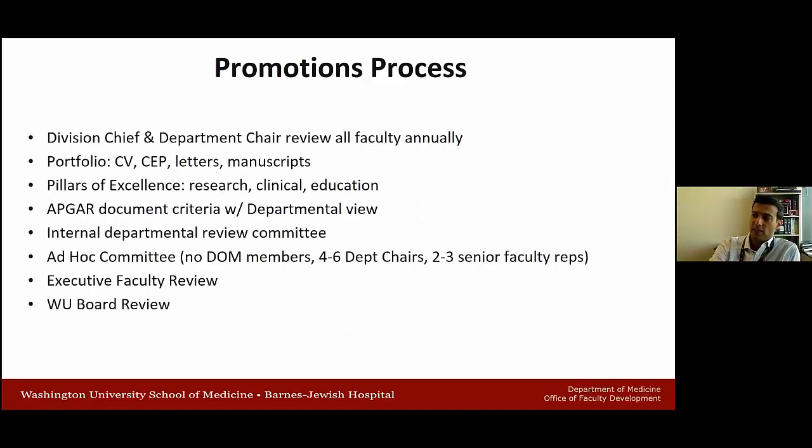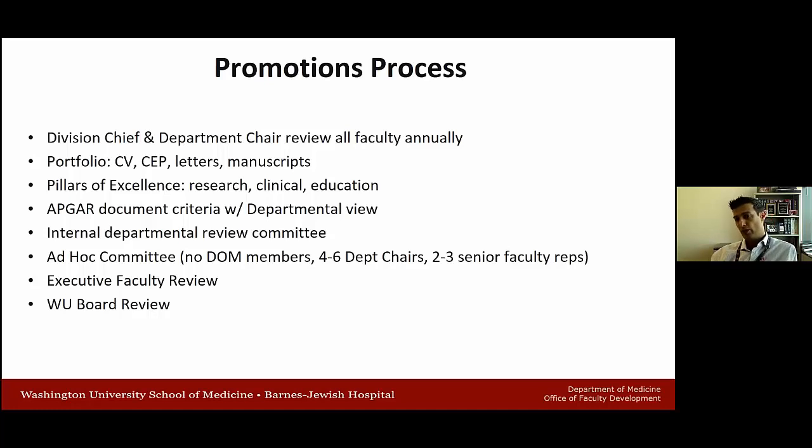All right, so the promotions process, as you would imagine, is complex. Again, a lot of this information is on the faculty development website, so I will continue to refer you back. But there is a school-wide promotions process for the various levels to assistant professor, to associate, and to full, including the requirements and the suggested activities and reputation, along with academic credentials that would get you through that. That's what the APGAR document is, which is really the promotional guideline.